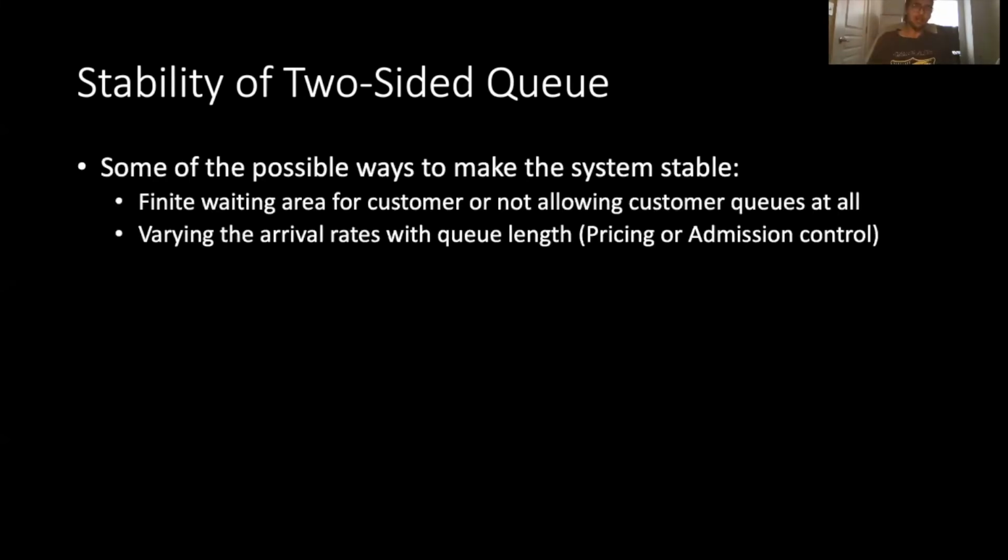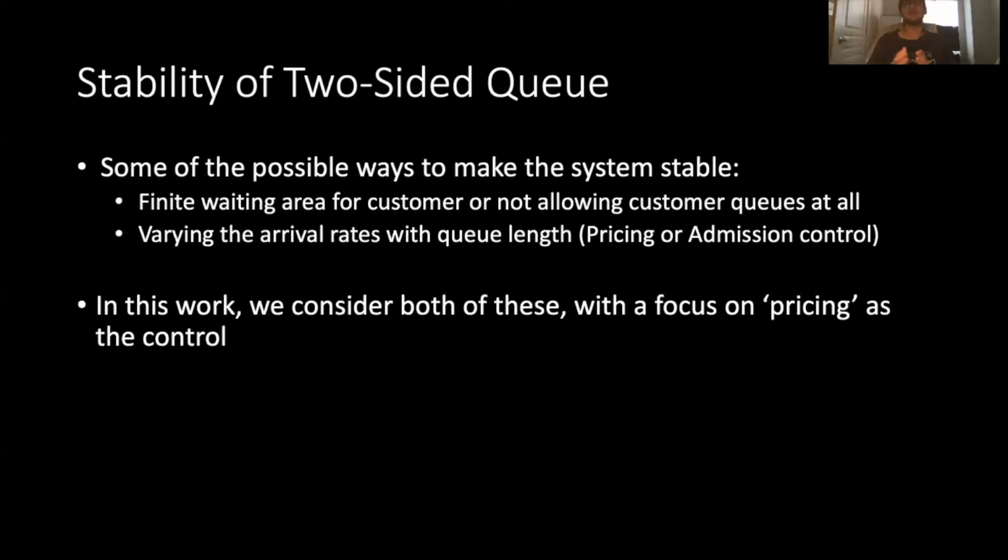Now, let's look at some of the ways by which we can make the system stable. It includes adding a finite buffer to the system, so that if the queue length is more than the buffer, then we are not allowing any customers or servers into the system, thus making the system stable. Or we can vary the arrival rates of the customers and the servers with the queue length by pricing or admission control. In this work, we consider both these cases and focus on pricing as the control.